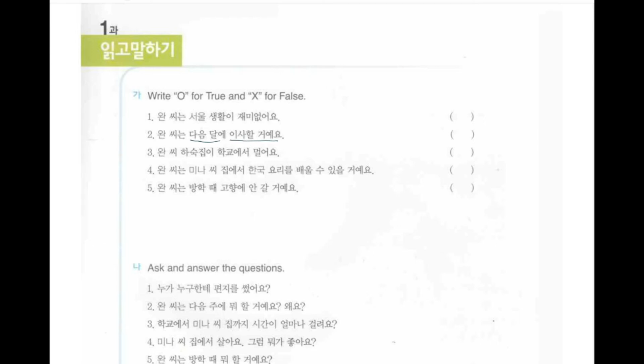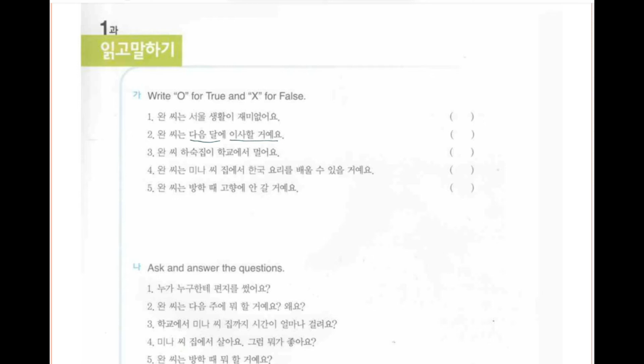3번. 완 씨 하숙집이 학교에서 멀어요. 하숙집 뭐예요? Boarding house. So one's boarding house is far from school. Is it true? Let's see. Number 4. 완 씨는 미나 씨 집에서 한국 요리를 배울 수 있을 거예요.